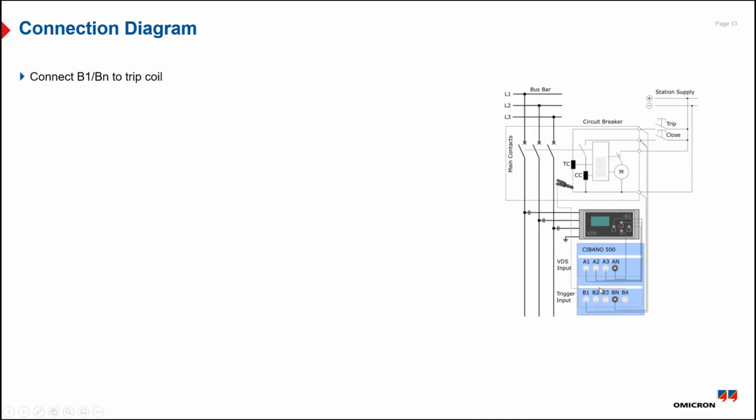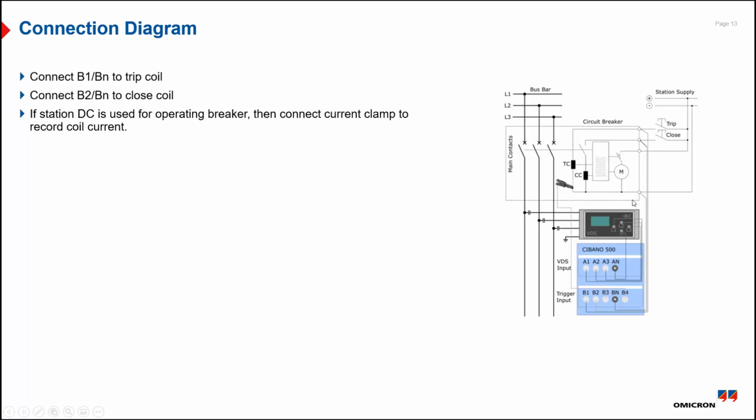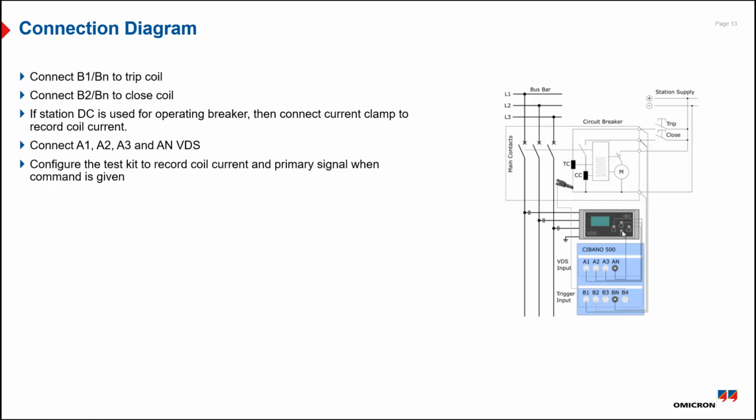So for getting the command from the trip coil, we will connect B1 and Bn across the trip circuit. Then we will connect B2 and Bn across close circuit. We can also measure the coil currents with a current clamp. And A1, A2, A3 goes to the three-phase output which is coming here. And similarly, AN is connected to the ground. And then we configure the test kit to record the coil currents and primary signal when the command is given. So now the equipment, once we begin the test, it will wait for the relay command to come to perform the measurement. This is what is done normally.